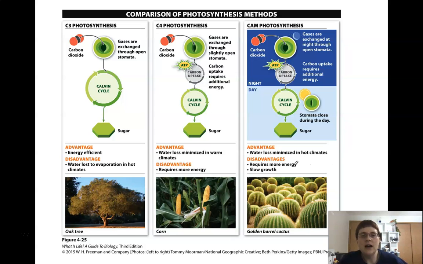Big downside to this, it requires more energy. In fact, it requires even more energy than C4 because they can't gather as much carbon during the night as C4s could. And so the growth is incredibly slow. And the upside is they do minimize their water loss in these really hot climates, but their growth is really slow. I don't know if anybody's ever tried to grow a cactus, but they grow incredibly slowly. And so, that's just the kind of exchange that they make.